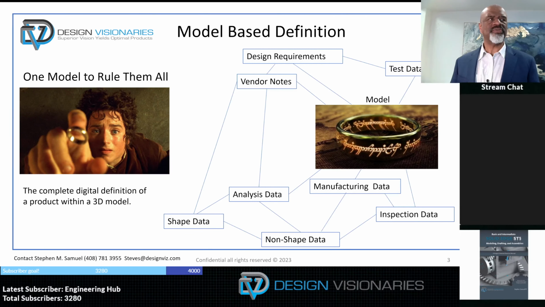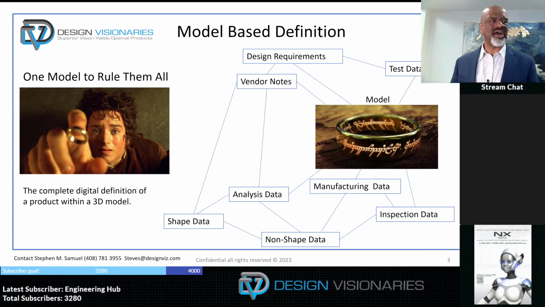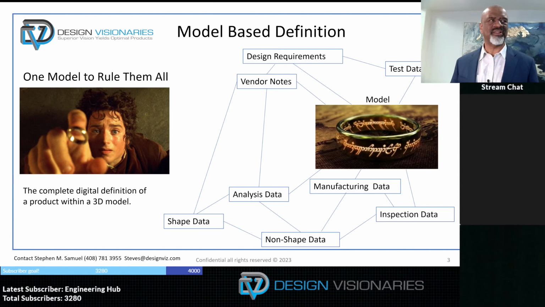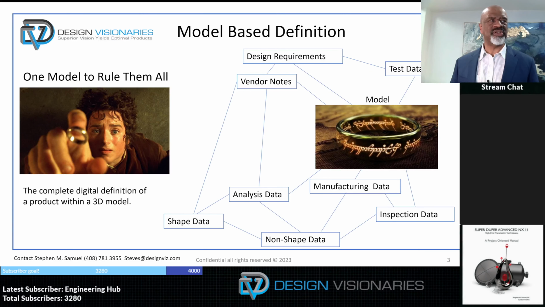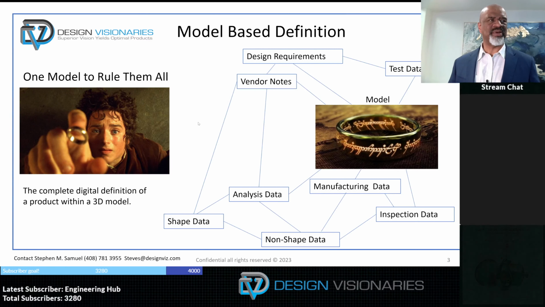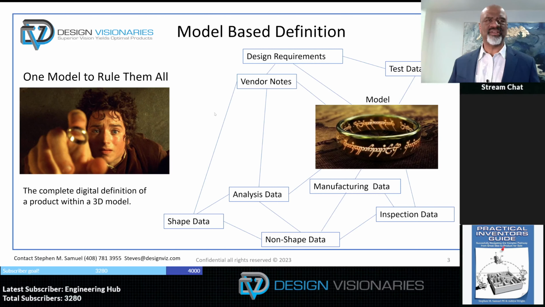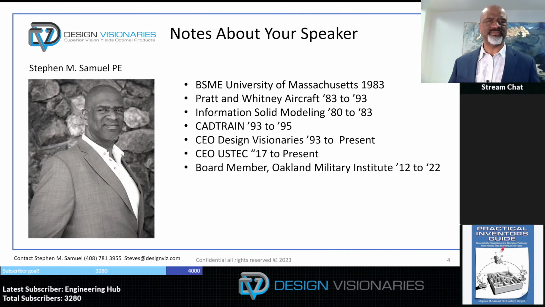So we start off with model-based definition. What is it? And I have this little graphic here. Basically, one model rules them all. The complete digital definition of a product within a 3D model is what model-based definition is, and it has lots of ramifications. One model is created, so it's not ambiguous, and it contains manufacturing data, vendor notes, model test data, inspection data, etc. One model to rule them all.